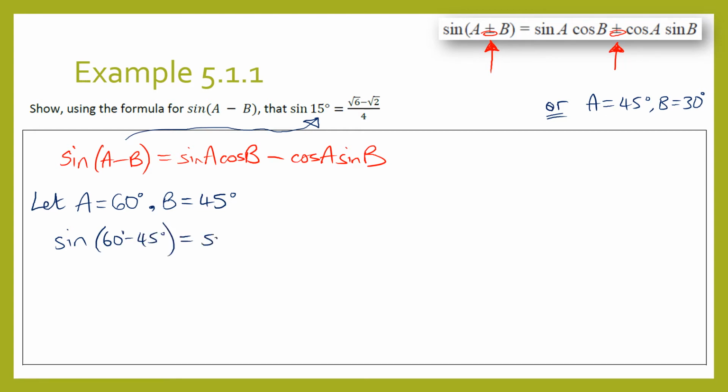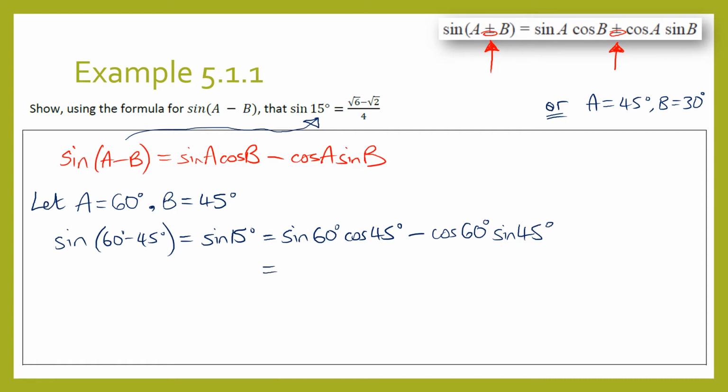So subbing that in, that does give me a sine of 15 degrees. So now I'm going to put it into the right hand side of the addition formula. So that's sine 60 degrees multiplied by the cosine of 45 degrees. And then we've got take away cos of A, which is 60 degrees, times sine of B, which is 45 degrees. So what I've done there is sine of A, where A is 60, cos B, B is 45, and then same over here, A is 60, B is 45.